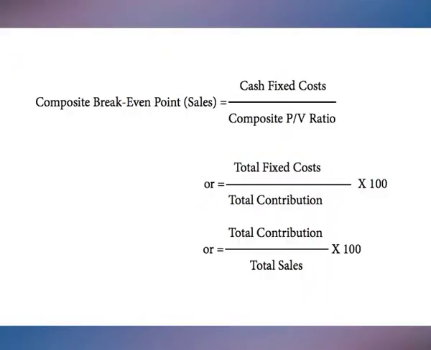Composite break-even point. Where a firm is dealing with several products, a composite break-even point can be calculated using the following formula. Composite break-even point in sales is equal to cash fixed cost divided by composite P by V ratio, or it is equal to total fixed cost divided by total contribution into 100, or it is equal to total contribution divided by total sales into 100.